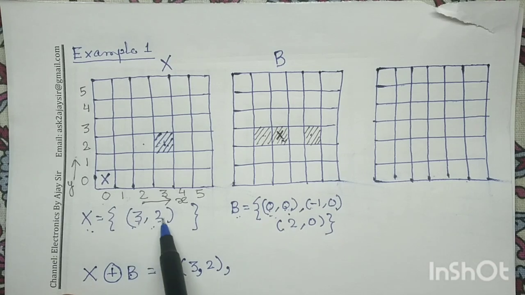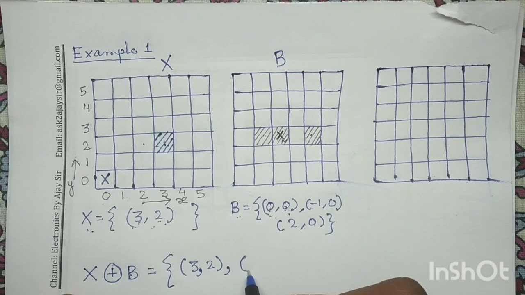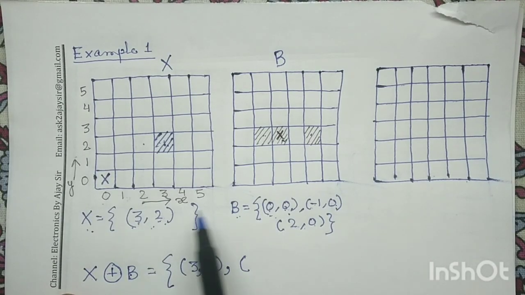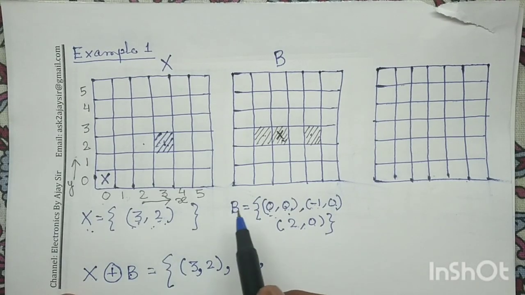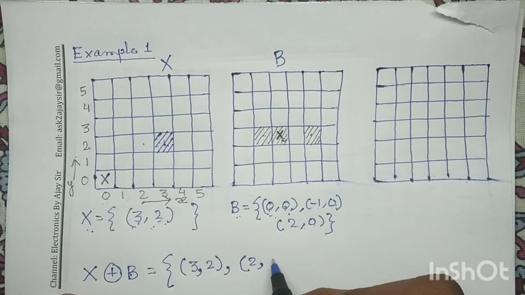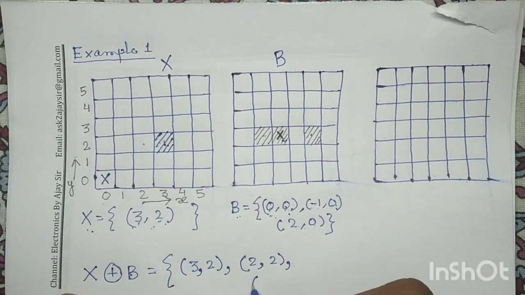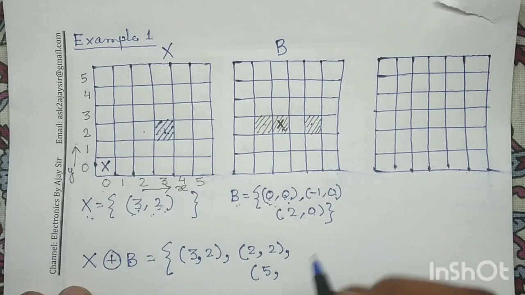Now we have to add 3, 2 with the remaining elements, that is minus 1, 0 and 2, 0. If you do the vector addition of 3, 2 with minus 1, 0, 3 added with minus 1 gives you 2, and 2 added with 0 gives you 2. Similarly, when 3, 2 is added with 2, 0, it gives me 3 plus 2, which is 5, and 2 plus 0, which is 2.